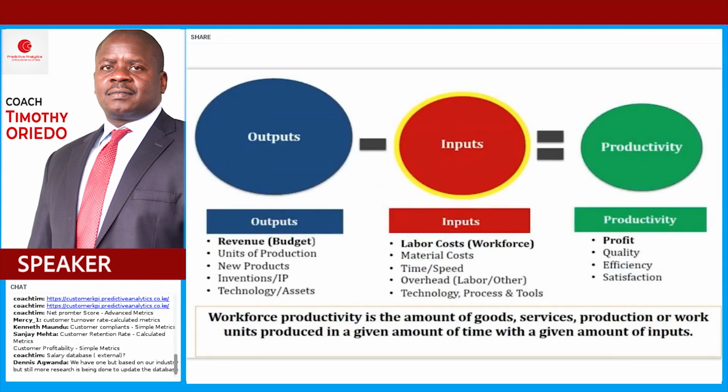Okay. So for example, how do you measure workforce productivity? It's the amount of goods, services, or production of work units produced in a given amount of time. So some of the things that you need to quantify: units of production. Depending on your industry, you might need to understand what is the basic unit that I'm using to produce this output. What are the new products? What are some of the inventions?